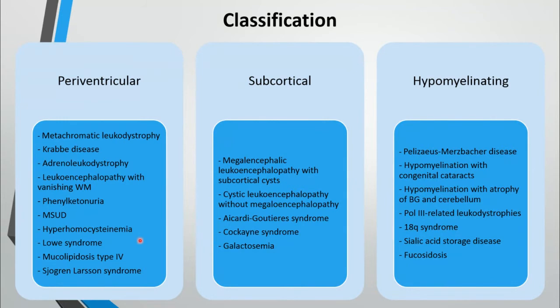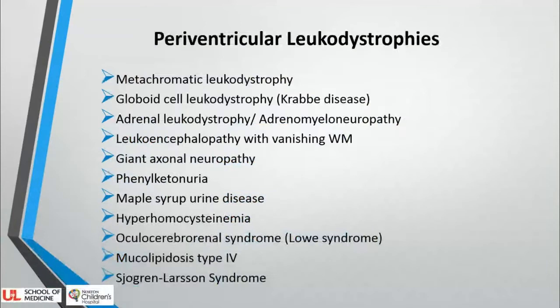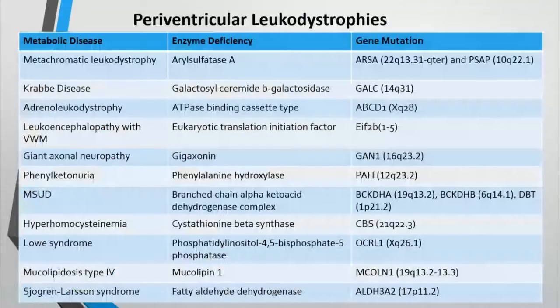These conditions listed under periventricular and subcortical begin in these locations initially, but then eventually as the disease advances, they involve the deep white matter as well. Listed are periventricular leukodystrophies. These disorders are caused due to gene mutations, which cause enzyme deficiencies or protein abnormalities, and these are listed for periventricular leukodystrophies.